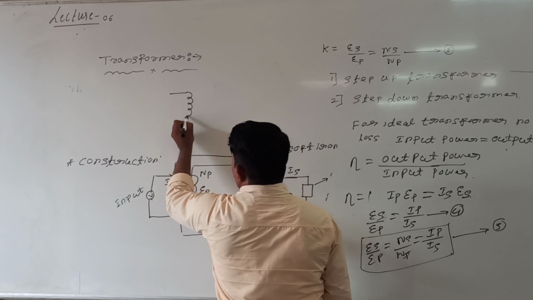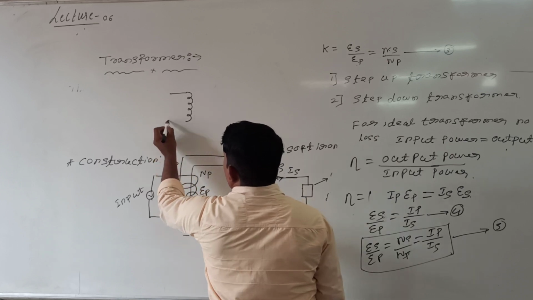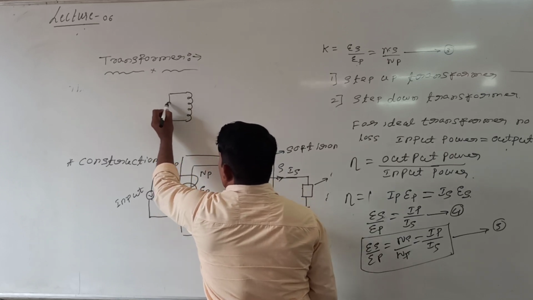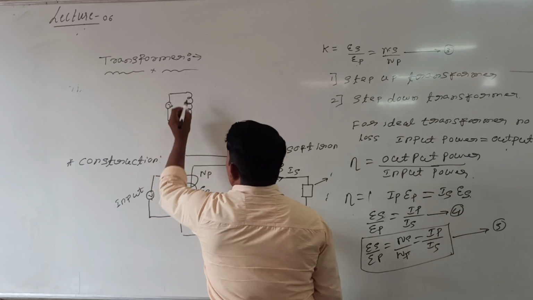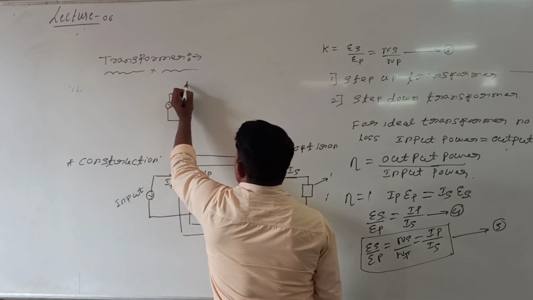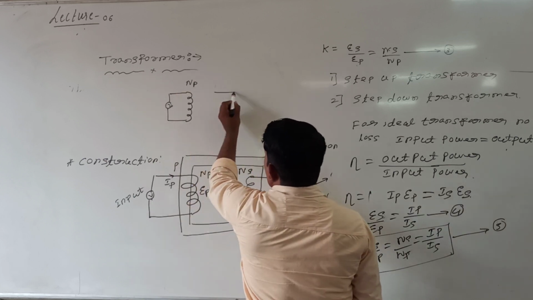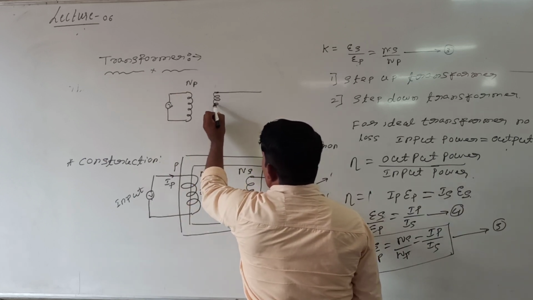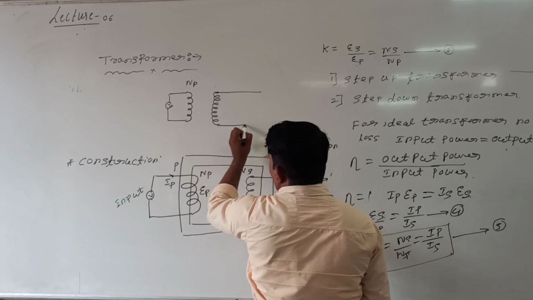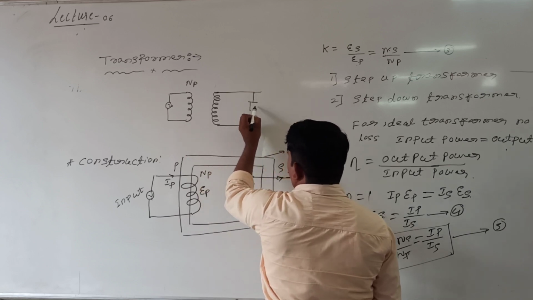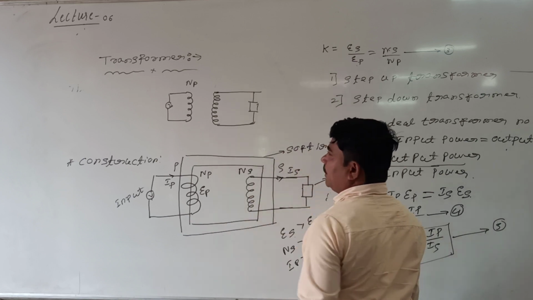This coil contains a low number of turns. What is this connected to? This is connected to alternating voltage. Let us take this value as NP, the primary number of turns. Then the secondary must contain more turns of coil, and this is connected to the output.